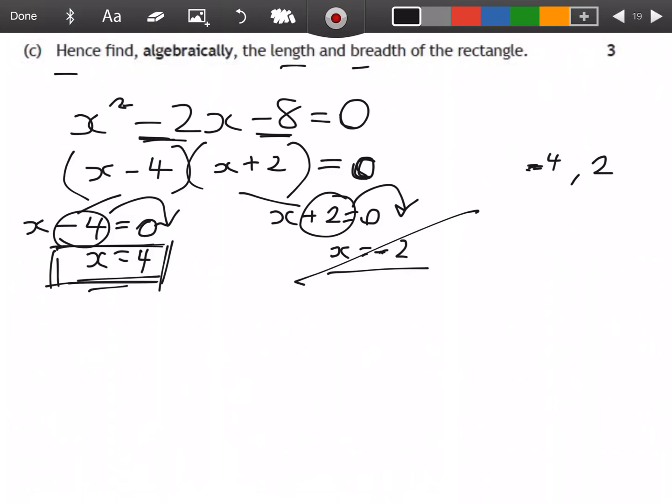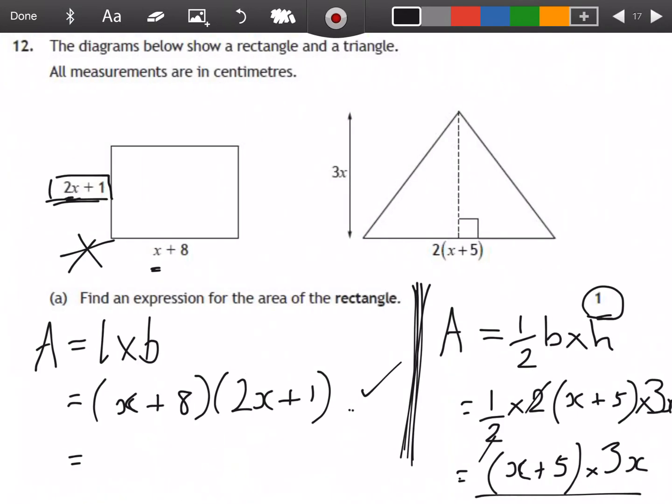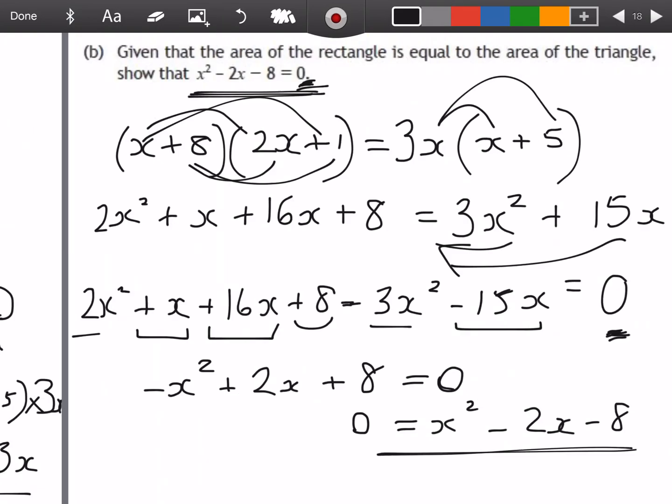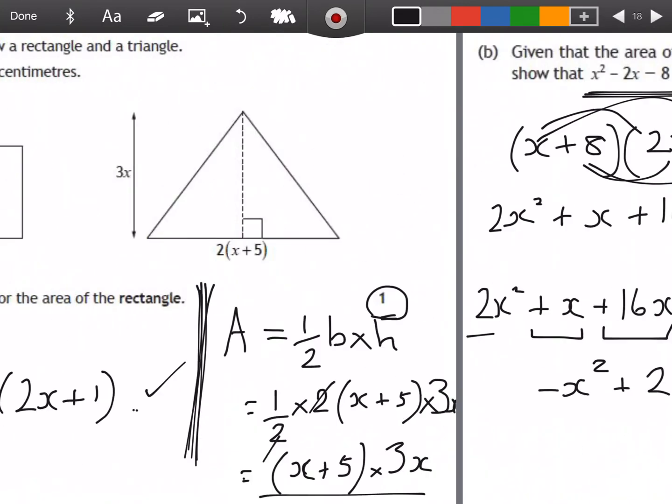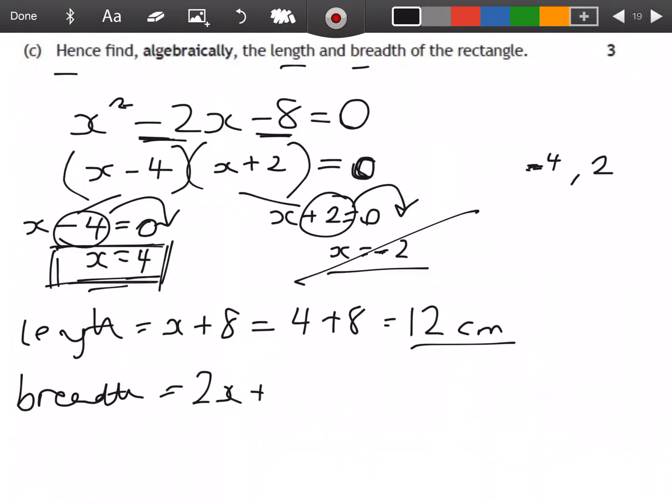So the question says, what's the length and breadth of the rectangle? Let's go back. What's the length? x plus 8. That's our measurements here: x plus 8 and 2x plus 1. Doesn't matter which is the length, which is the breadth. So x plus 8, x is 4. 4 plus 8, so it's 12. And I did say it was in centimetres. Our other measurement was 2x plus 1. x is 4, so it's 2 fours, add 1, which is 9. So that's our length and breadth.